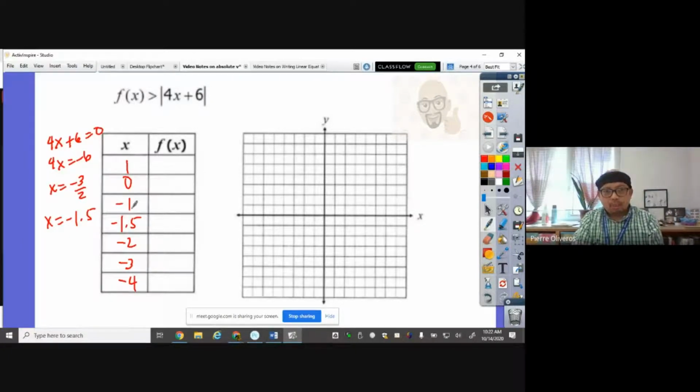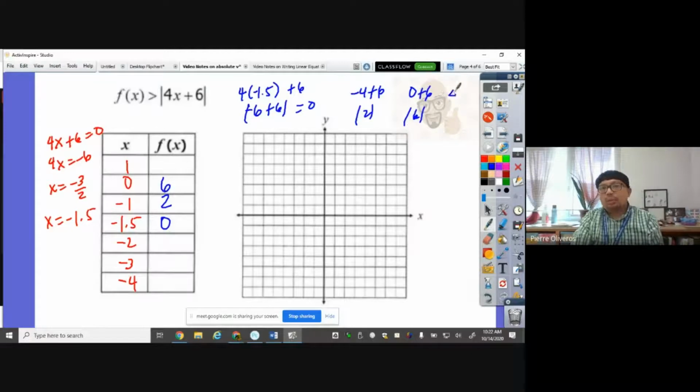If we pick negative 1.5 here, 4 times negative 1.5 plus 6, that will give you negative 6 plus 6, that will give you a 0. Okay, let me just finish this one. Negative 1, 4 times negative 1 is negative 4. Negative 4 plus 6 is 2. Absolute value of 2 is 2 here. 4 times 0 is 0. 0 plus 6 is 6. Absolute value of 6 is just 6. 1, 4 times 1 is 4, plus 6 is 10. Absolute value of 10 is 10. So this is 10.